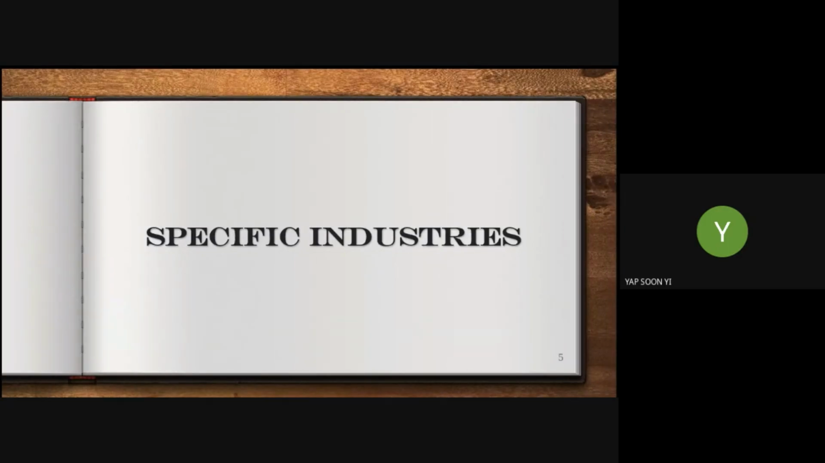Specific industry. Certain industries within Malaysia do not benefit from the territorial principle and are taxed on a worldwide basis. This includes air transport, banking, and the financial service industry.